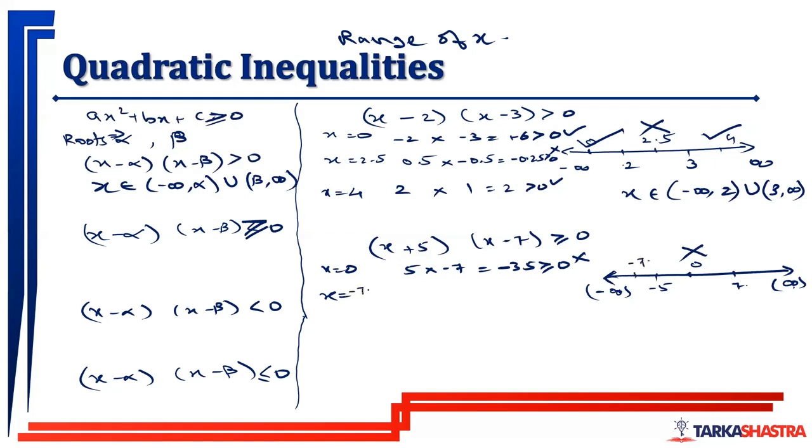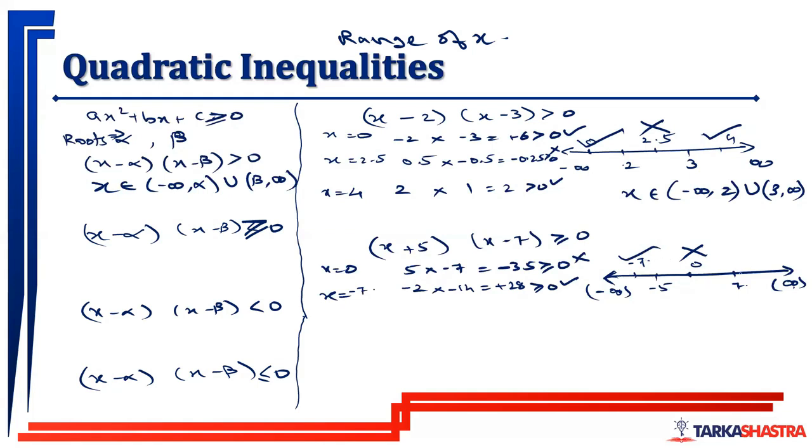So minus 7: this is minus 7 plus 5, which is minus 2, and minus 7 minus 7 is minus 14. The product is positive 28. Is it greater than or equal to 0? Yes, it is. So for this range, the inequality works.